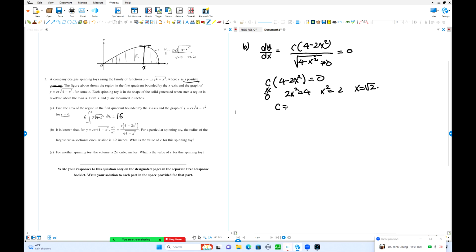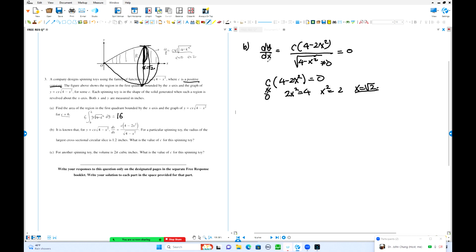X equals square root 2, right? Oh, there's a confusion. We just found that at this point, x equals square root 2. This is the radius, when you turn it around over here. We're going to find this value, that is the radius. Anyway, when x equals square root 2, it has a maximum, the highest point. So this is the radius.